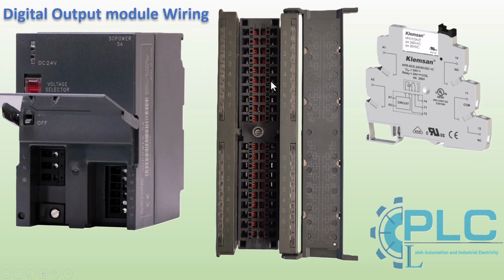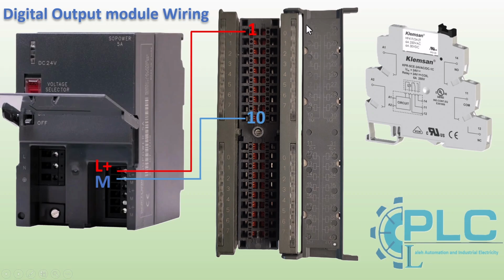The outputs are divided into 4 channels, and each channel must be powered separately. If a channel is not powered, the outputs in that channel will not work, even if the PLC sends a signal. To power channel 1, follow these steps. 1. Connect terminal 1 to the positive L plus terminal of the power supply. 2. Connect terminal 10 to the negative M terminal of the power supply. Now, channel 1 is powered and ready to use.